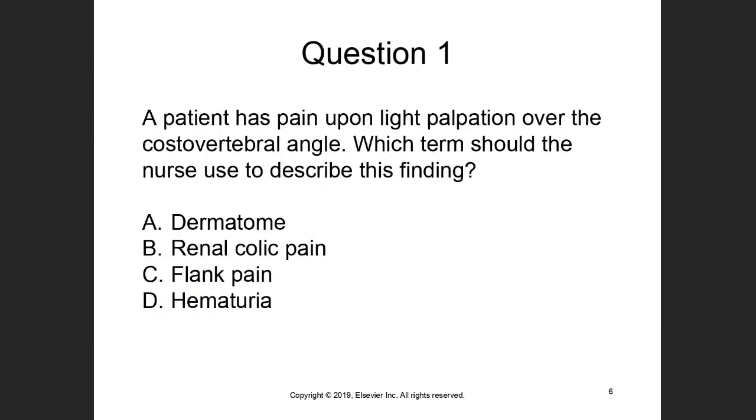And we have question number 1 right here. A patient has pain upon light palpation over the costovertebral angle. Which term should the nurse use to describe this finding? It is flank pain, because the costovertebral angle is measured right there in the flank, in the back. Always from the back.